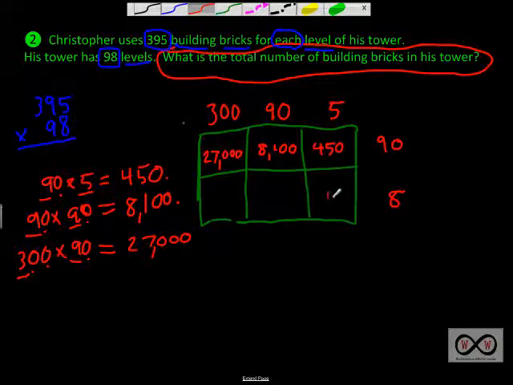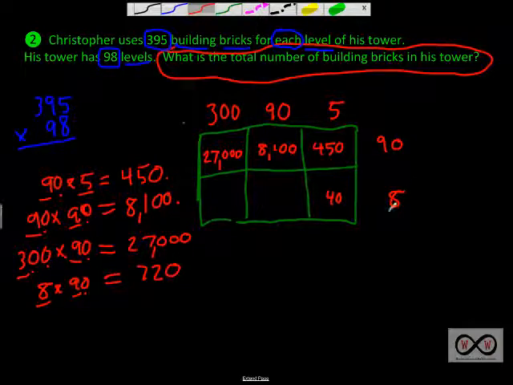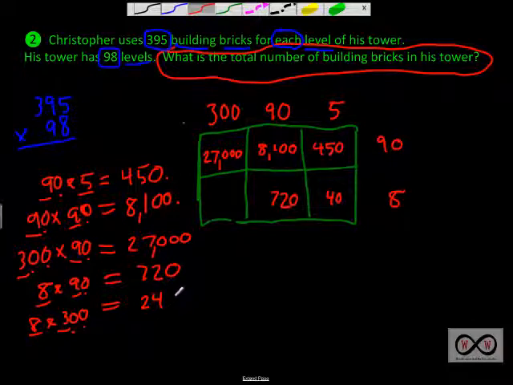8 times 5 would be 40, basic fact. 8 times 90. Oh, we can write it the other way. 8 times 90. 8 times 9 is 72. And we'll tack on that 0, giving us 720. Then we'll multiply, last of all, we've got 8 times 300. 8 times 3 is 24. Tack on the 2 zeros, giving us 2,400.